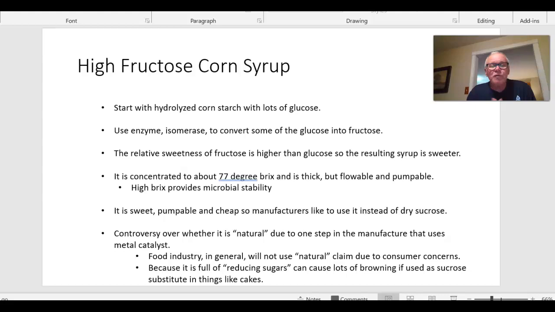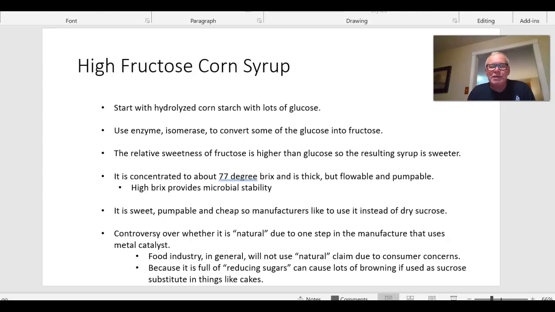So what you have now with this high fructose corn syrup is it's sweet, it's pumpable, it's cheap to manufacture, the price is cheap, and it's easier to use than dry sucrose. But there is some controversy as to whether it's natural or not, and that has to do with one of the steps in the manufacture that uses a metal catalyst. Most people in the food industry will not consider it natural. Some people may argue that it is, but generally people will say no, it's probably not natural. Also, because you have a lot of glucose and a lot of fructose in it, these are reducing sugars.